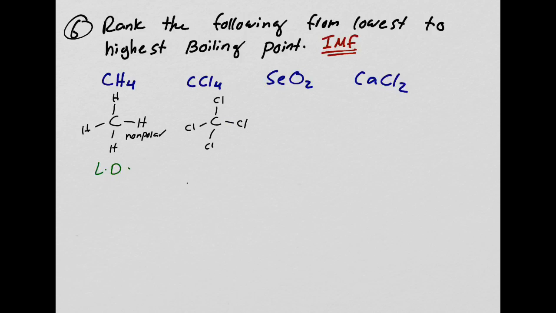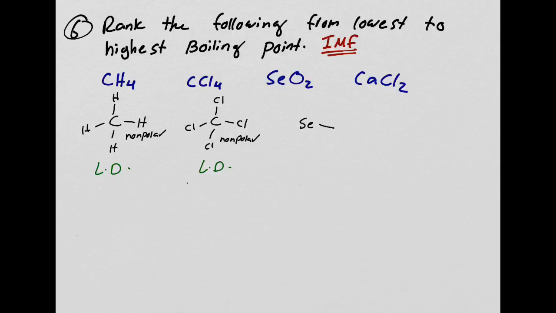Again, it's not ionic. It doesn't have any hydrogen, so no hydrogen bonding. When I draw it out, it's also non-polar. It's covalent, two nonmetals together, and non-polar also. So it also has LD. Go back to your notes to figure out the non-polar and polar geometry.